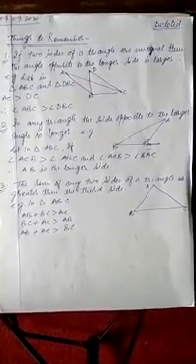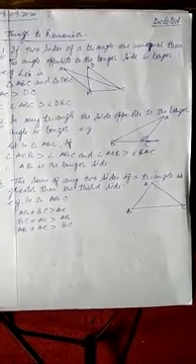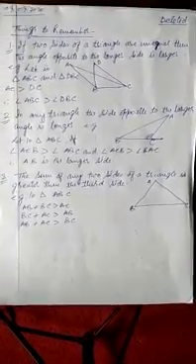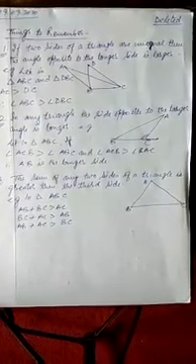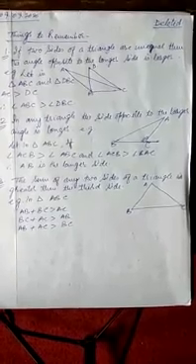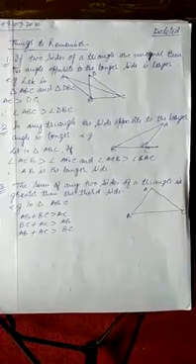The third thing is, the sum of any two sides of a triangle is greater than the third side. For example, in triangle ABC, AB plus BC is always greater than AC, and so on. BC plus AC is greater than AB, and AB plus AC is greater than BC.